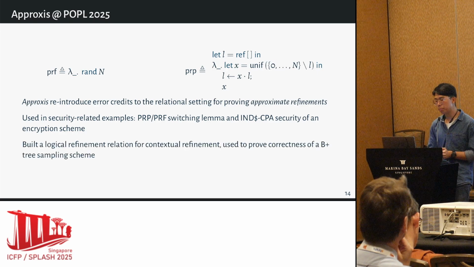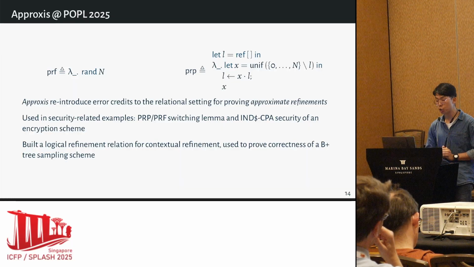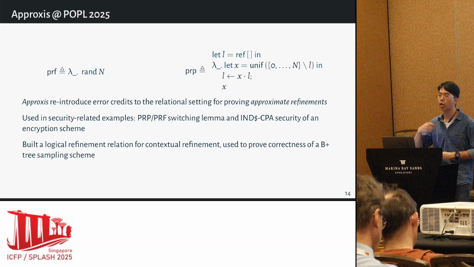We also implemented a binary logical refinement relation within the logic of Clutch that allows us to prove contextual refinement, and we use it to prove the correctness of a B+tree sampling scheme that uses a complicated rejection sampling argument.